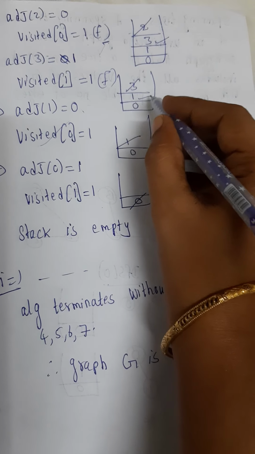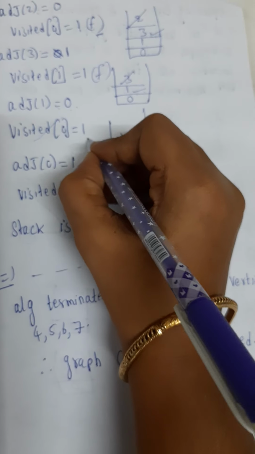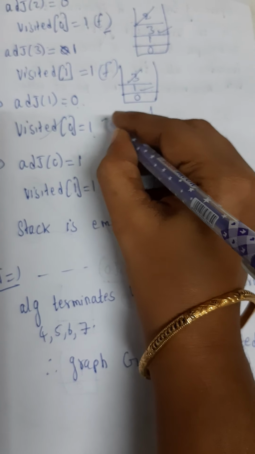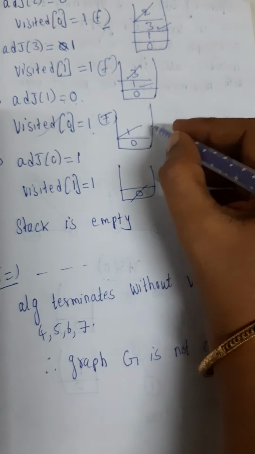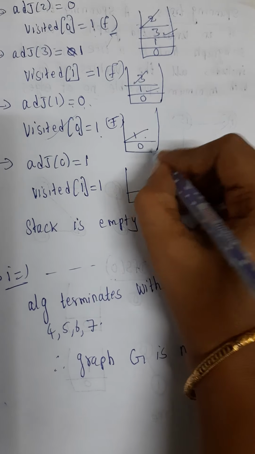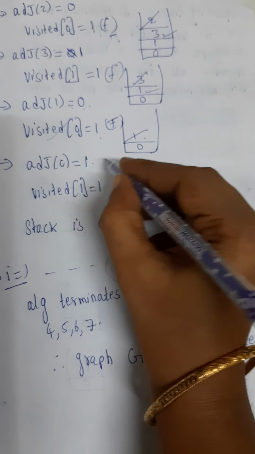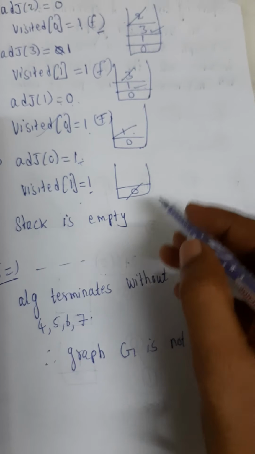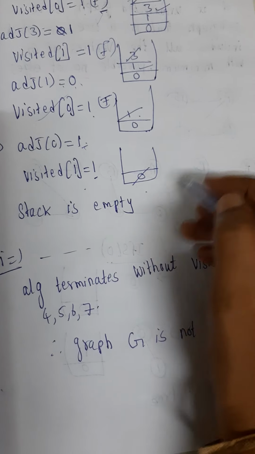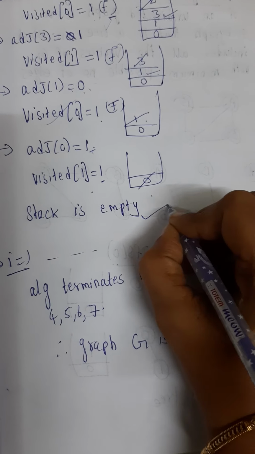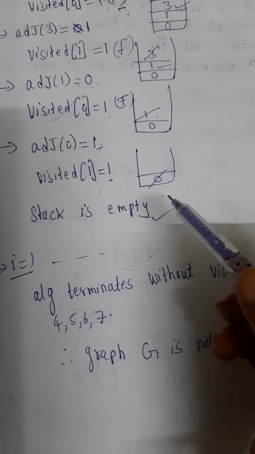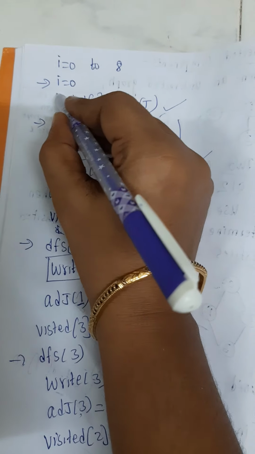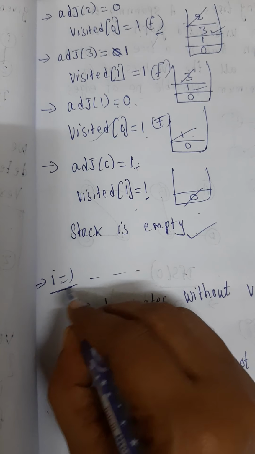Now next, adjacent vertex of 1. It is 0. This is also visited. So this is also becoming false. And so 1 is also removed. Next what you have? Adjacent vertex of 0. It is 1. 1 is already visited, so that will also be removed. So now the stack is becoming empty. So with this we have completed the first iteration, I equal to 0. Now we have to start with I equal to 1.